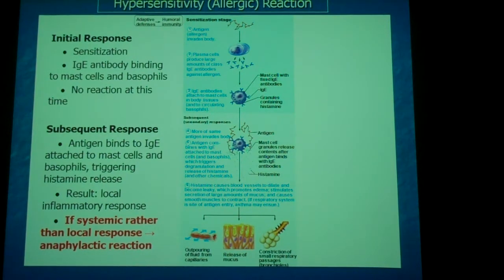There's going to be a lot of outpouring of fluid from capillaries, a lot of mucus production, and sometimes, if it's pulmonary, you can get an asthma-like effect from this too.